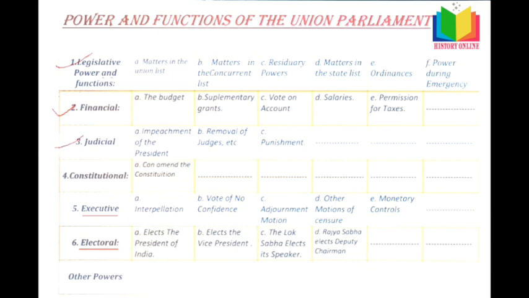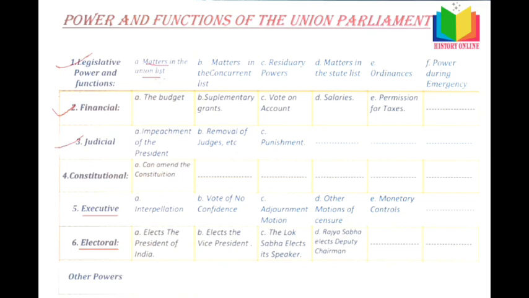The Constitution of India has provided for a division of powers between central and state governments. Under the 7th schedule, there are 3 lists: union list, state list, and concurrent list. In all these 3 lists, Union Parliament can make laws. The first one is matters in the union list. The union list has a range of 97 subjects under which the parliament can make laws. This includes defense, foreign affairs, railways, etc.